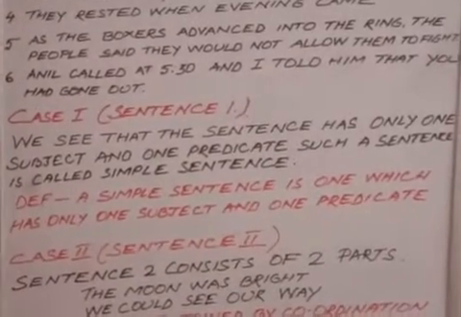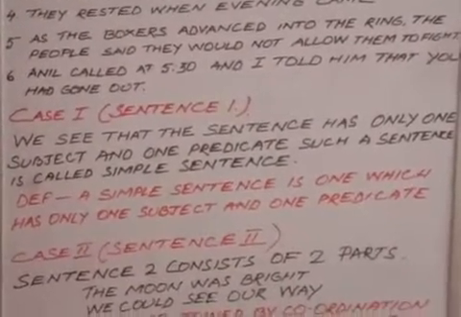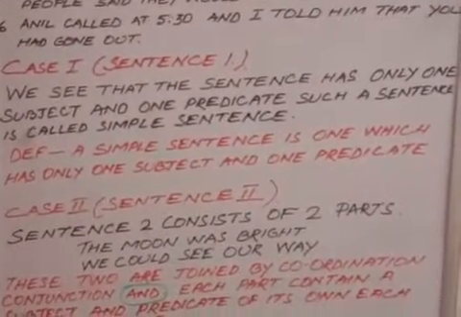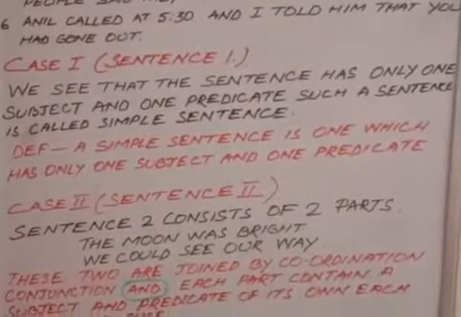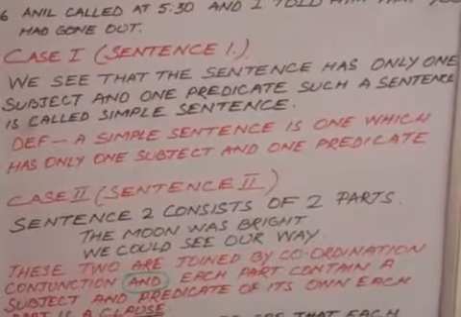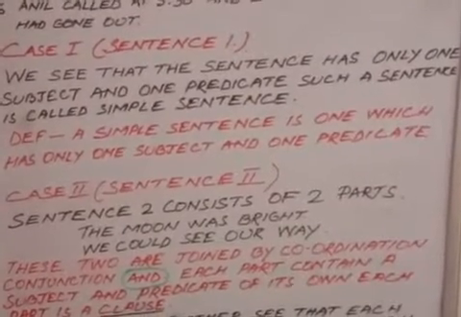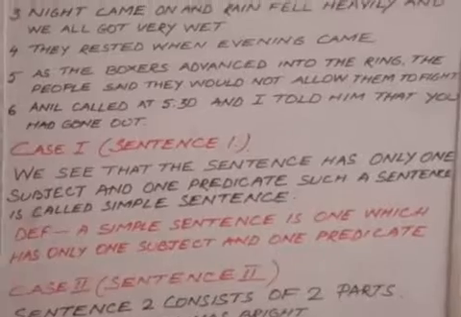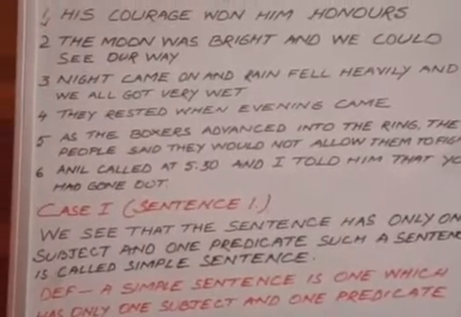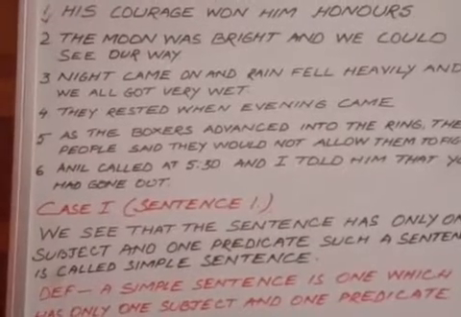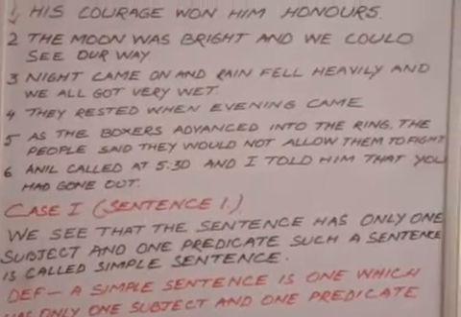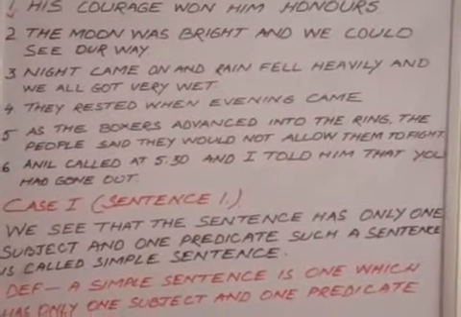Now let's come to case number 2, that is sentence 2. Sentence 2 consists of two parts. The moon was bright and we could see our way. So what was the sentence? The sentence was that the moon was bright and we could see our way. The word and joins the two sentences.